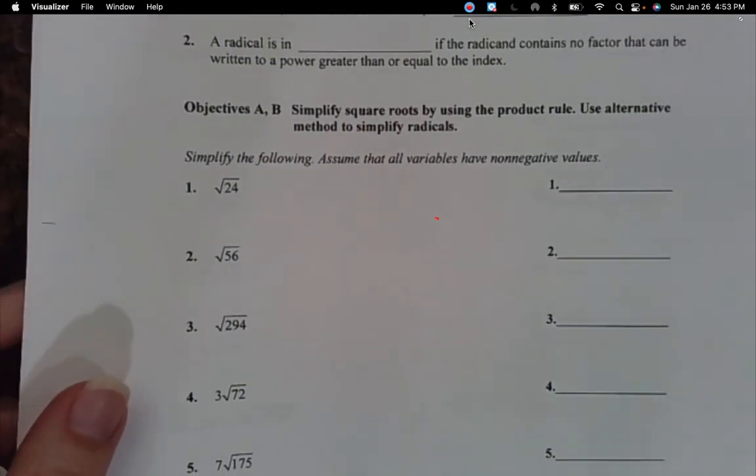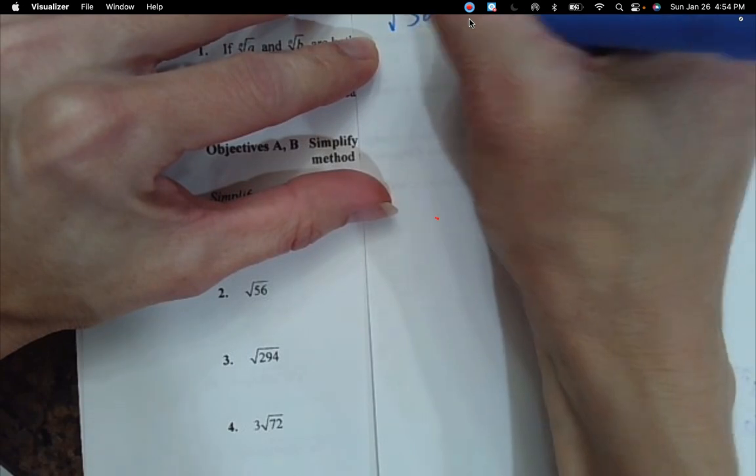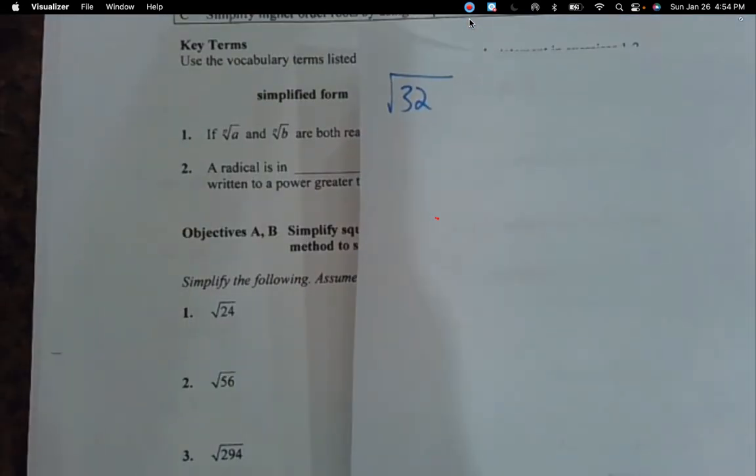Let's see what we have on our next one. Okay, so this one is kind of like what you did a little bit yesterday. So let me go backwards to some of those problems. So we've done some now with variables. Yeah, we've got variables coming up again. So let's look at, what if I had the square root of 32? Okay, so the square root of 32.